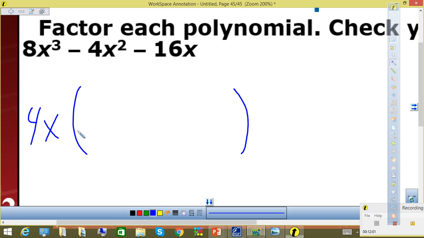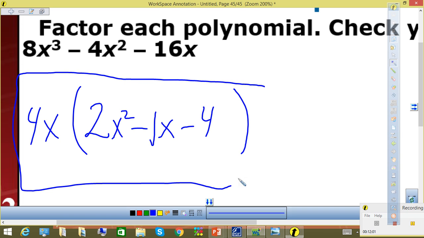Therefore, 8x cubed. Let's see. 8 divided by 4, that's 2. X cubed divided by x is x squared. Second term, negative 4 divided by 4, that's negative 1. X squared divided by x is x. Negative x, that's fine. Negative 16 divided by 4, that's negative 4. X divided by x is 1. 1 times negative 4 is negative 4. Therefore, these are my factors.